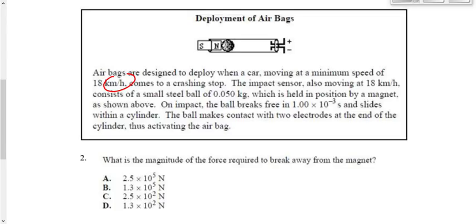So it's not really an airbag, it's whatever gas it is that's generated when this electric current goes through this powder. We want to know the magnitude of the force required to break away from the magnet. We have time, and we're looking for force. So right away we're thinking force and time, we're thinking what? Impulse, right? We're thinking impulse.